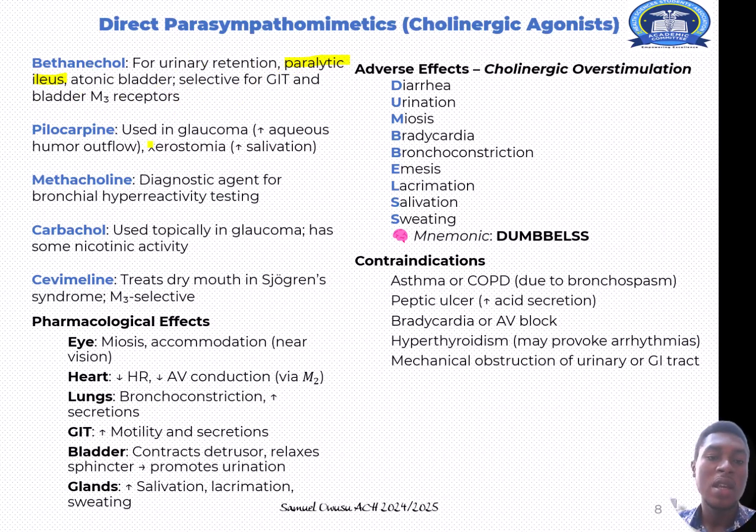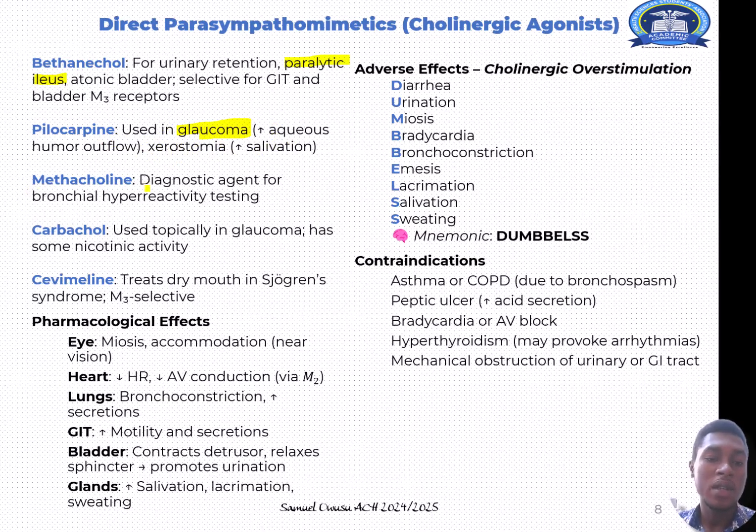like I mentioned. If you take something like pilocarpine, it is used in glaucoma. Why? Because it tends to increase the aqueous humor outflow. Okay, we can also use it in xerostomia to increase salivation.